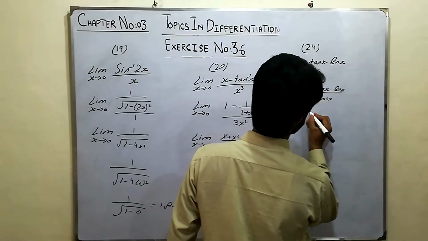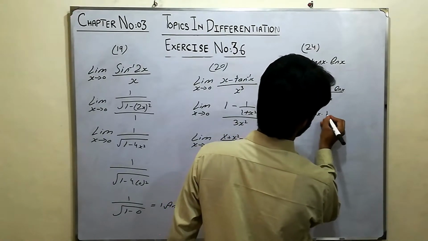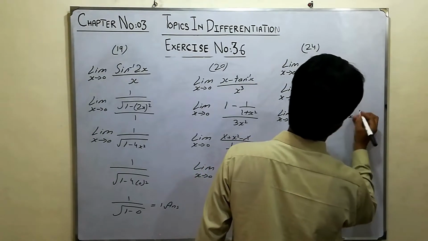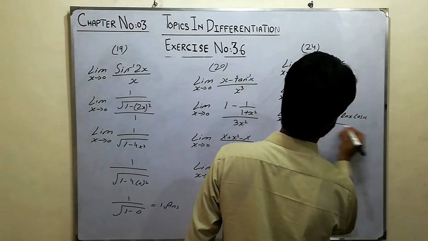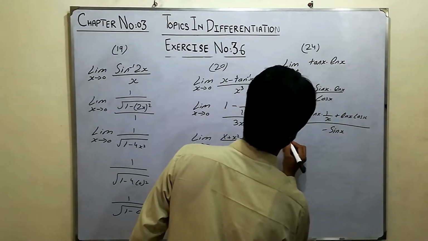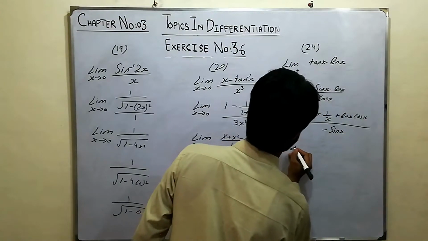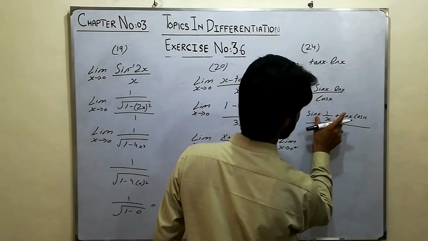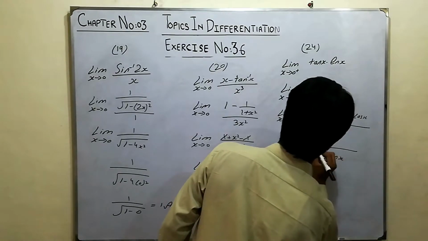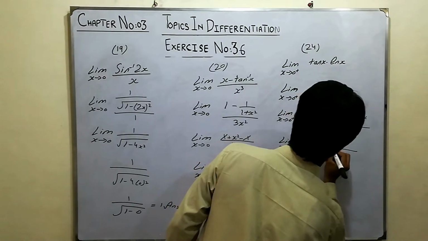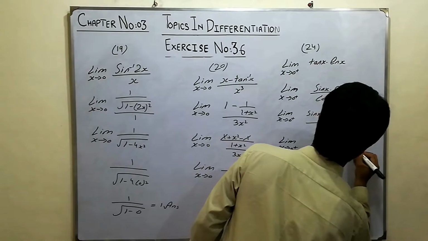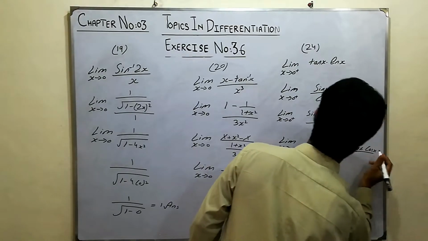The derivative of ln x is 1 by x, the derivative of cos x over sin x is minus sin x. Now we have the limit. If we take the LCM of this, we have minus x sin x, x sin x plus x ln x cos x.